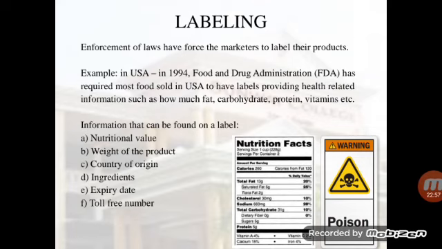Okay, and the last function of labeling, I've already explained to you four. Let's go through once again. Define the product and its content, the first function. Second function, recognition of product. Third function, assorting of product. Fourth function, assist promotion of products. And the fifth function now is in compliance with the law.